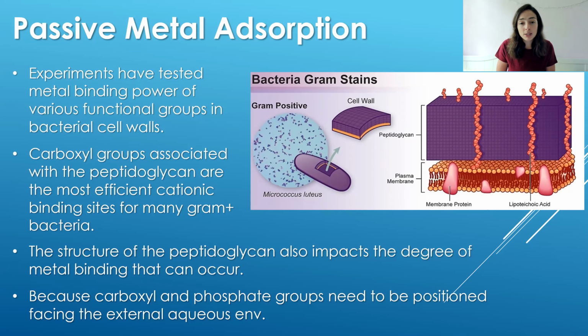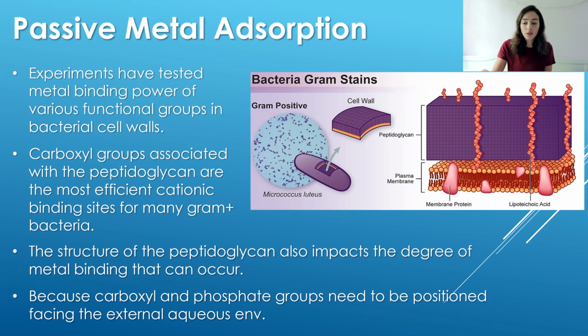But the structure of the peptidoglycan can also impact the degree of metal binding that can occur, because carboxyl and phosphate groups that like to bind cations need to be positioned facing the external aqueous environment. So the positioning of chemical molecules really matters for the reactions that will occur. You can't just bump something into another thing. If it's not facing the right direction, there will not be a reaction, especially if something is bound in a cell wall. It has to be facing the right direction because it can't be moving around freely if it's immobilized in that cell wall.